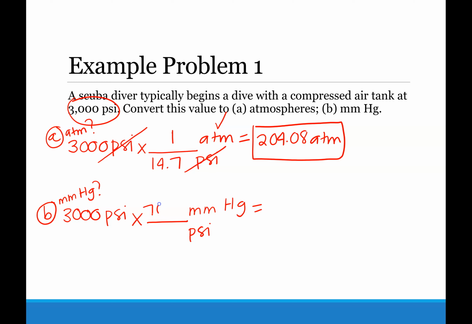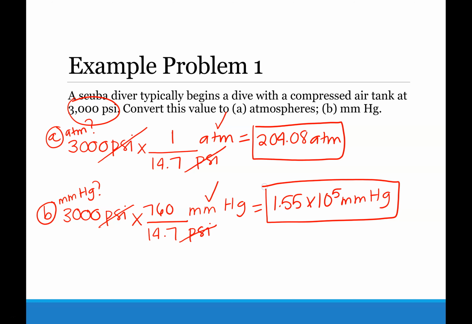So there are 760 millimeters of mercury and 14.7 PSI. So PSI cancels and we're left in millimeters of mercury. So in your calculators, 3,000 times 760 divided by 14.7 equals, and we're going to go in scientific mode for this since it's a big number, 1.55 times 10 to the 5th millimeters of mercury. Let me know if you have any questions about example problem 1.